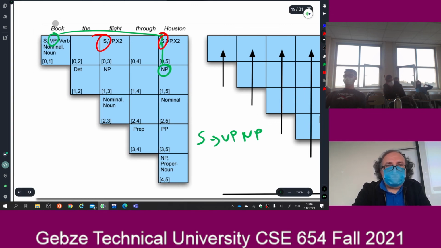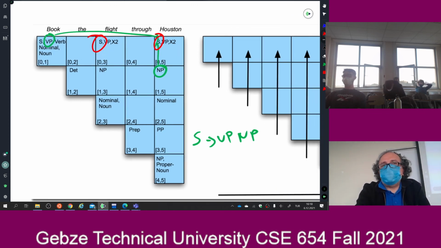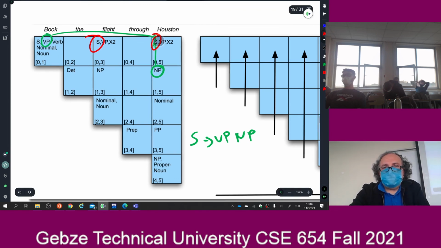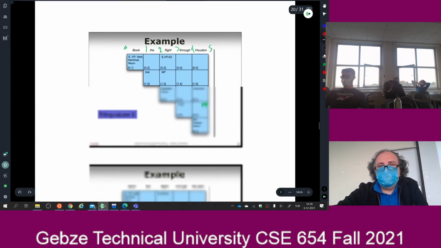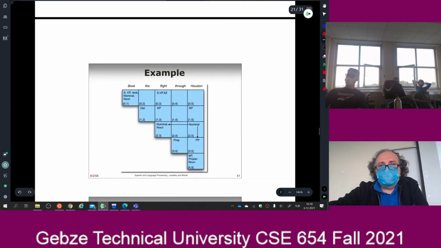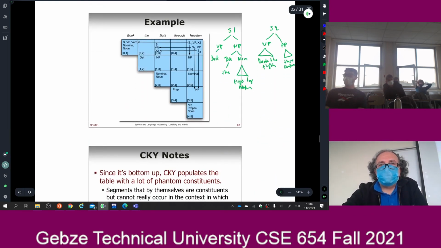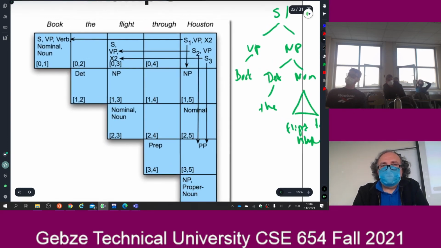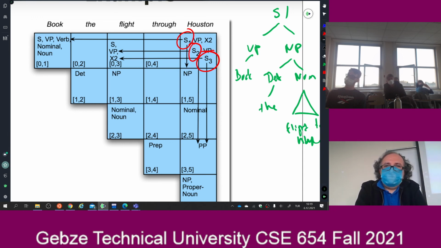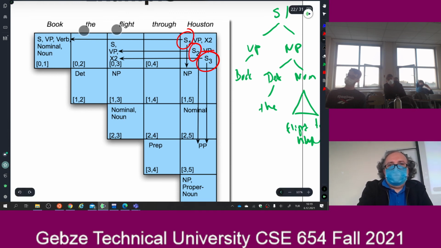So what is this? Book the flight is a sentence, right? But I don't like it. Why? Because it ignores these two. But this one makes it. Let's continue doing this. Let me show you. So it has three meanings actually. Book the flight to Houston. The flight to Houston, that's one case. The other one is this flight to Houston. The other one is book the flight through Houston. That's the second one. How about the third one?